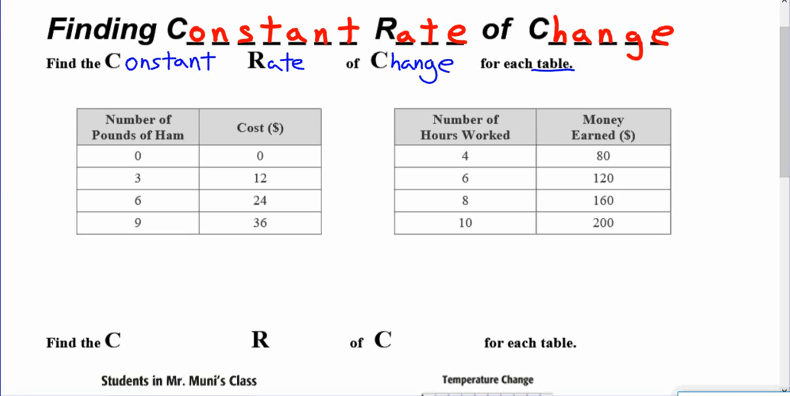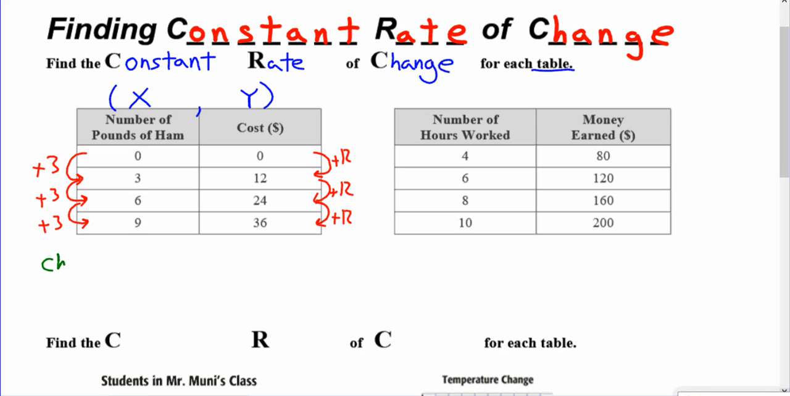The first one, number of pounds of ham, that will be the x coordinate, and cost is the y coordinate. And so looking at the number of pounds of ham, if we look at the change, from 0 to 3, it went up 3. From 3 to 6, it went up 3. 6 to 9, it went up 3. We added 3. On the y side, from 0 to 12 is plus 12. From 12 to 24 is plus 12. And from 24 to 36, plus 12.